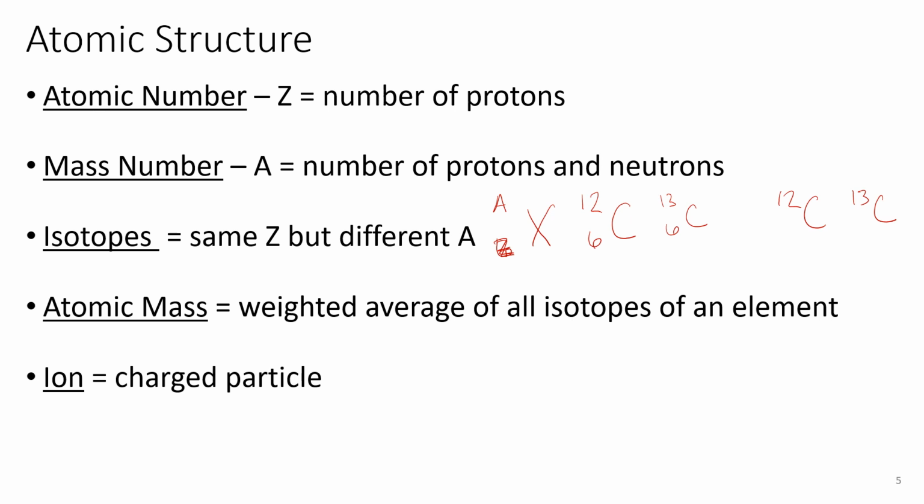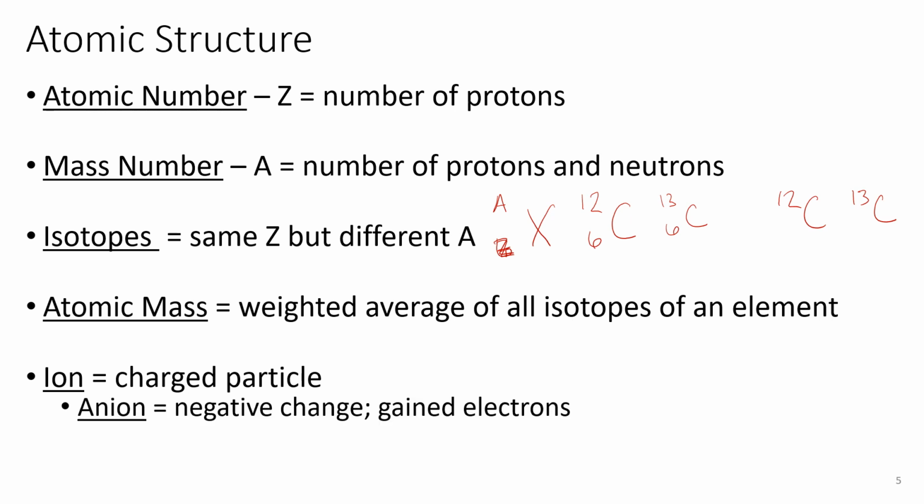We also have ions, and remember, ions are charged particles. We generate charged particles because the protons and the electrons are no longer equal. We either have more protons than we have electrons, or we have more electrons than we have protons. And that is what generates the charge for us. For our charges, we have an anion. Anions are negatively charged particles, and we create these negatively charged particles by gaining electrons. We also have cations, and these are positively charged particles, and we gain these positive charges by losing electrons.